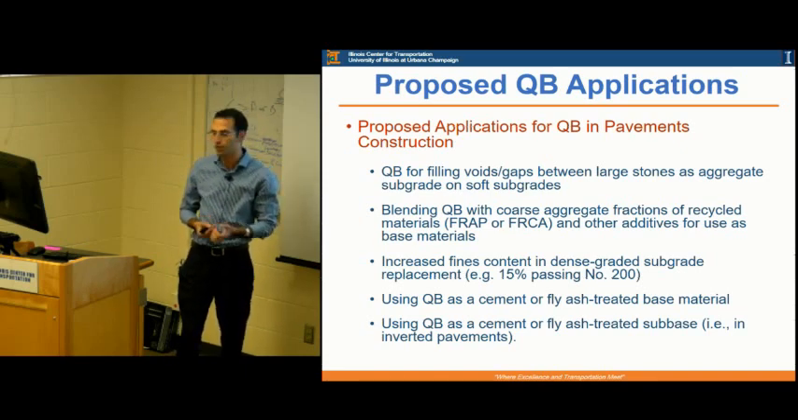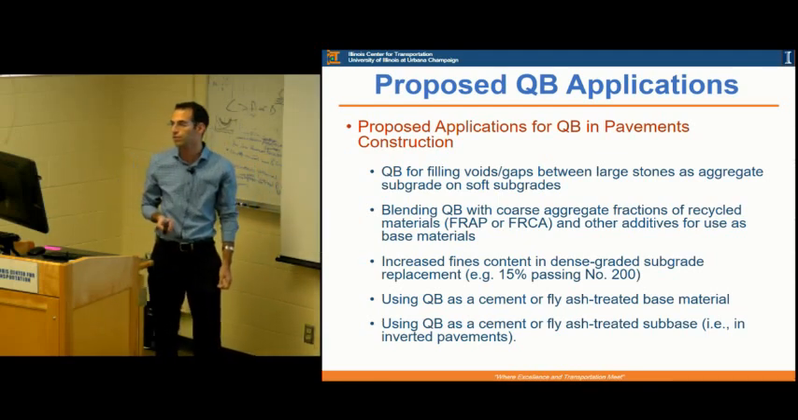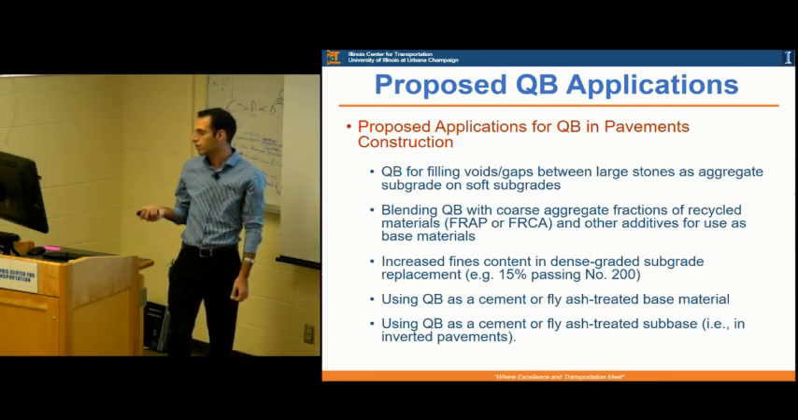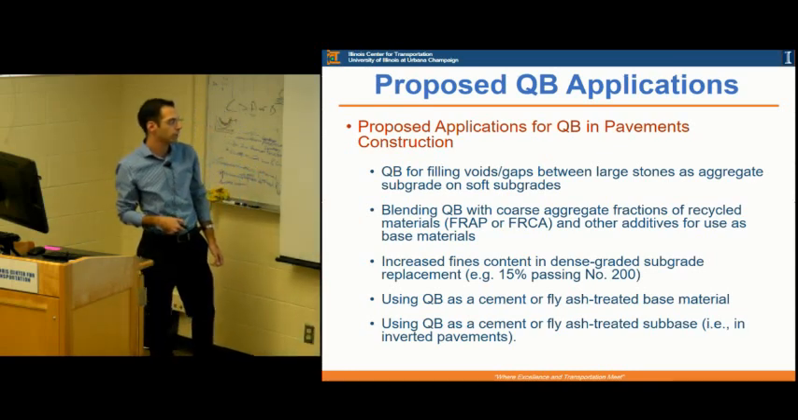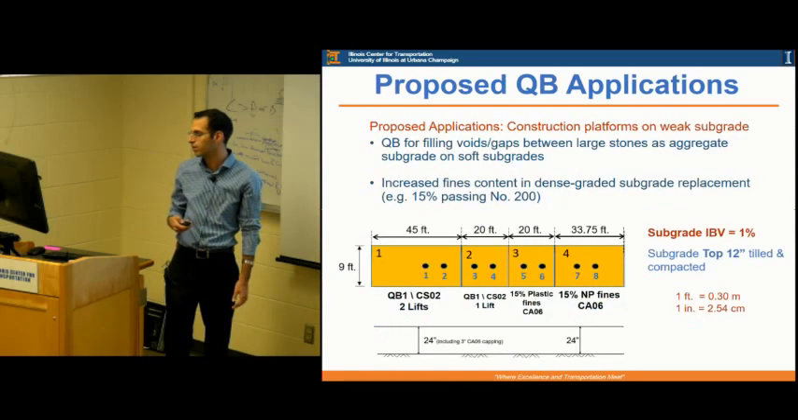So going up to 15% fines instead of the current standard, which allows the maximum of 12% of fines only. Also using quarry byproduct as a stabilized material with cement or fly ash as a base material, or as a sub-base material in inverted pavements with regular base course material on top.